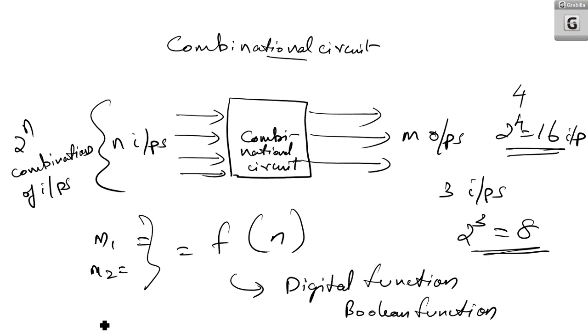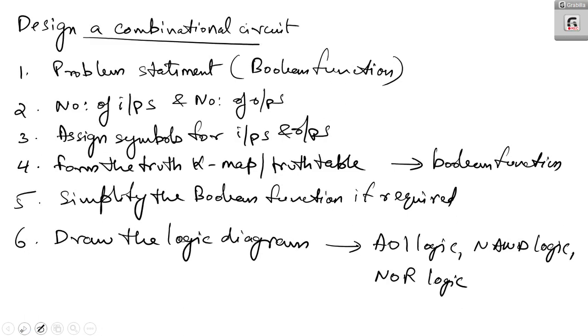Now, if there are m outputs, each output is a function of the inputs. Again, that function is in Boolean expression format. Now, if you are given a problem statement or a Boolean function, how do you generate a circuit? You fix the number of inputs and outputs, then designate the inputs and outputs, then minimize the expression using K-map or truth table, then draw the logic diagram using AND or invert logic, NAND logic, or NOR logic. So this is the procedure to be followed while designing a combinational circuit. Thank you.